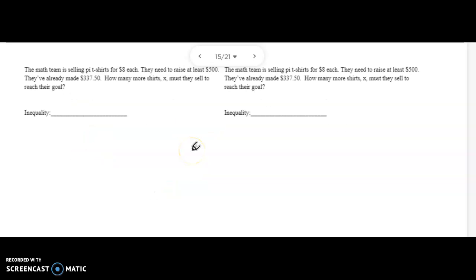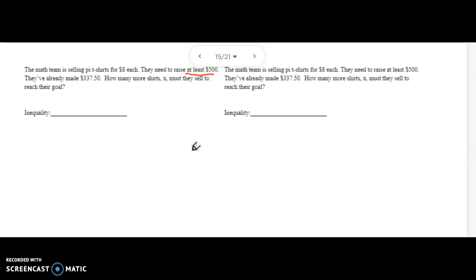Alright, in slide 15, I'm going to look at this math team example. It says the math team is selling pie t-shirts for $8 each. They need to raise at least $500. I'm going to underline this. And they've already made $337.50. How many more shirts do they need to sell?